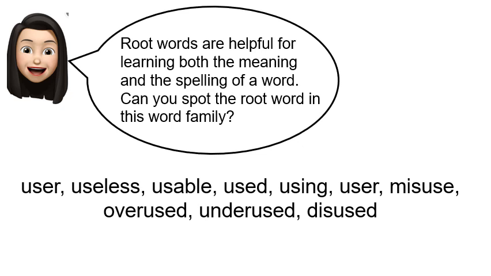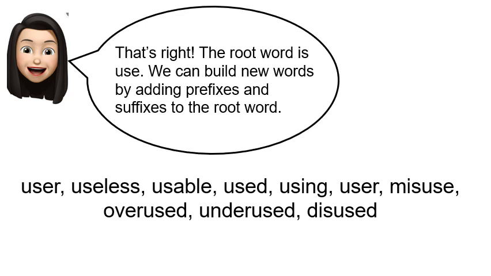So root words are helpful for learning both the meaning and the spelling of a word. Can you spot the root word in this word family? Have a look at the words at the bottom. What would the root word have been? That's right, the root word is use. We can build new words by adding prefixes and suffixes to the root word use to get words like useless, overused, using.